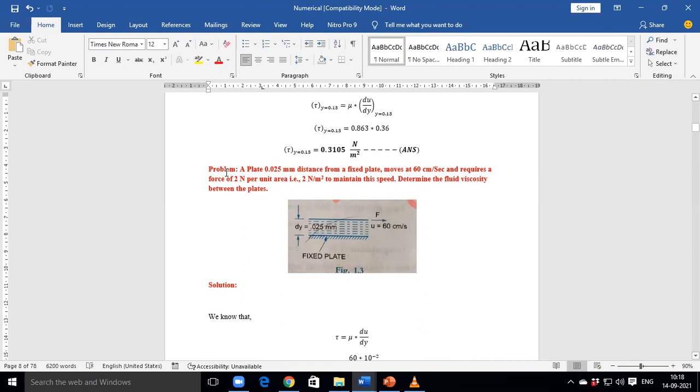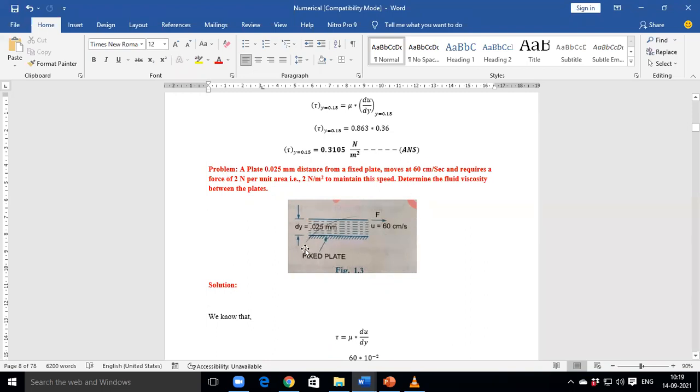Today we discuss a numerical based on the same type, slightly different. A plate 0.025 mm distance from the fixed plate moves at the speed of 60 centimeter per second and requires a force of 2 Newton per unit area, that is 2 Newton per meter square, to maintain this speed. Determine the fluid viscosity between the plates. We can see the figure.